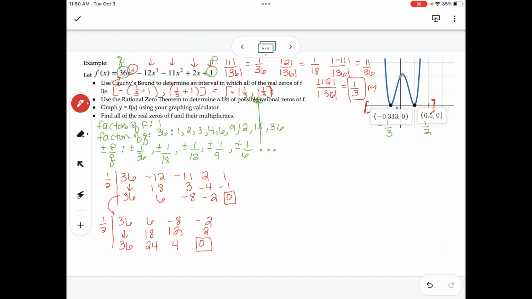So now I'll work on negative 1/3. So from here, I'll do negative 1/3 and reduce my polynomial just to verify. So I'll have 36, 24, and 4. So I bring down 36. Negative 1/3 of 36 is negative 12. So when I add, I have 12. Negative 1/3 of 12 is in fact negative 4. So I have 0.